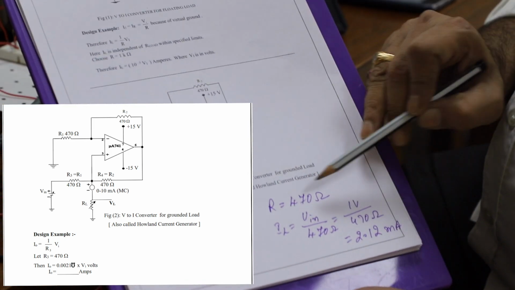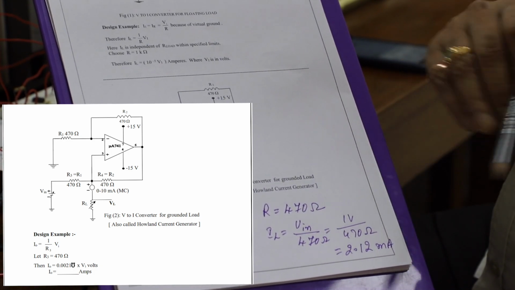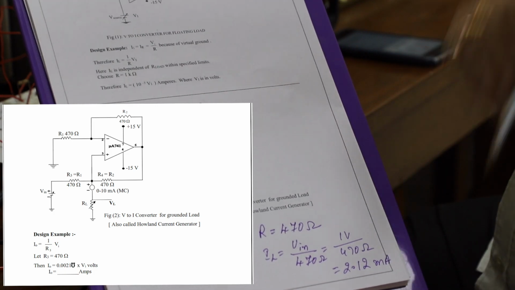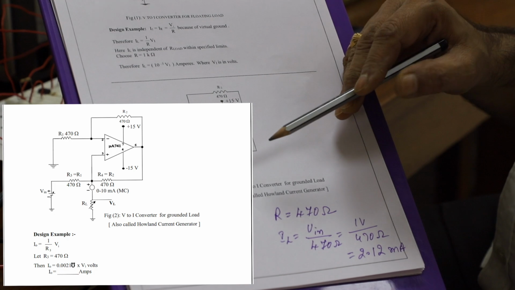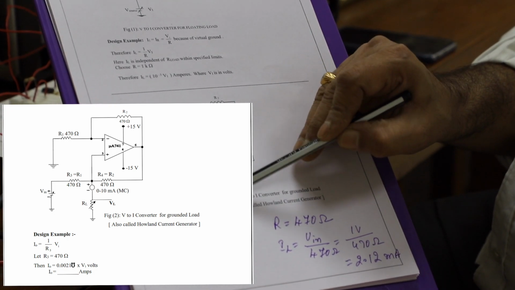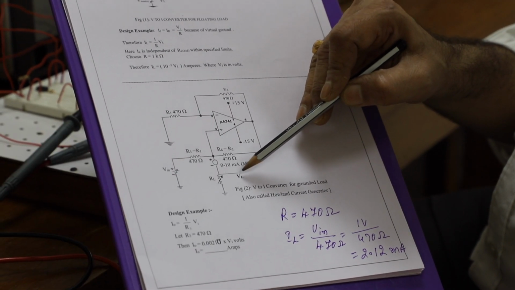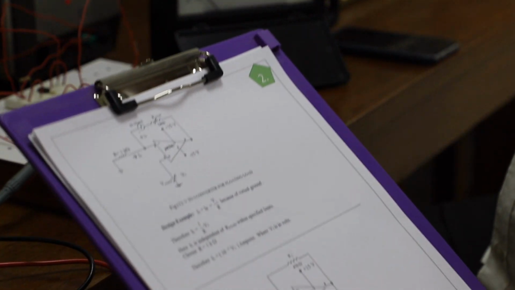So I have chosen R equal to 470 ohms here. So your IL will be equal to V in by 470 ohm, that will be 1 by 470 ohm, that will be approximately 2.12 milliampere. So all the resistors are required to be equal, and I get 2.12 milliamperes as the output current that is flowing through this particular grounded resistor, and I am measuring the VL across this particular RL, and let me tell you what that particular value will be.